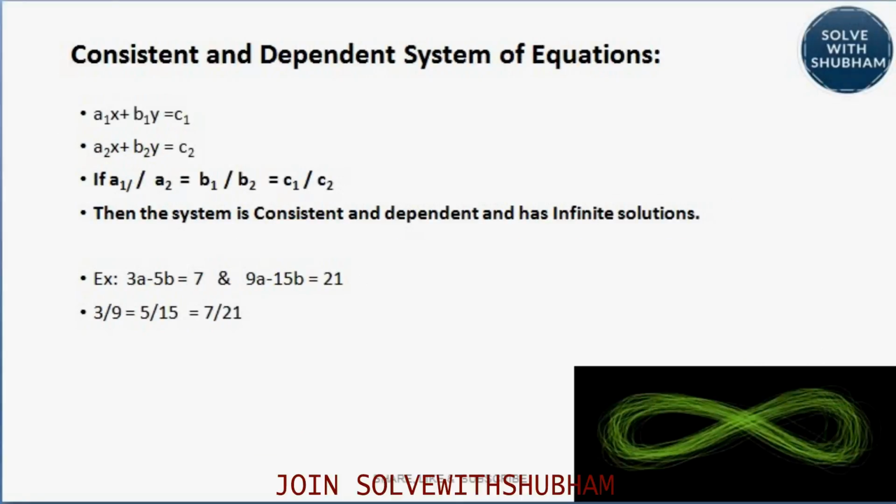Now, consistent and dependent system of equations. Two equations, a1x plus b1y is c1, a2x plus b2y is c2. If a1 by a2 is equal to b1 by b2 is equal to c1 by c2, then the system is consistent and dependent and it will have infinite solutions. For example, 3a minus 5b is 7, 9a minus 15b is 21, a1 by a2 is 3 by 9, which is 1 by 3, b1 by b2 is minus 5 by minus 15, which is 1 by 3, c1 by c2 is 7 by 21, which is 1 by 3.